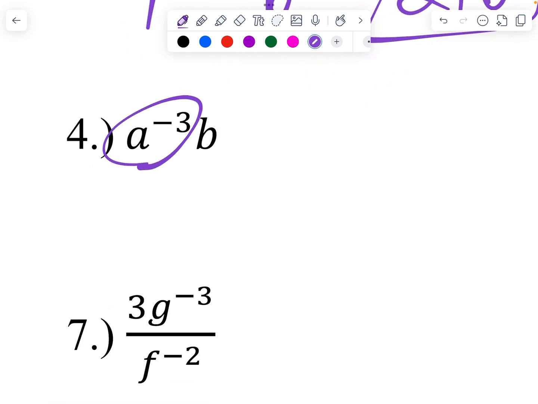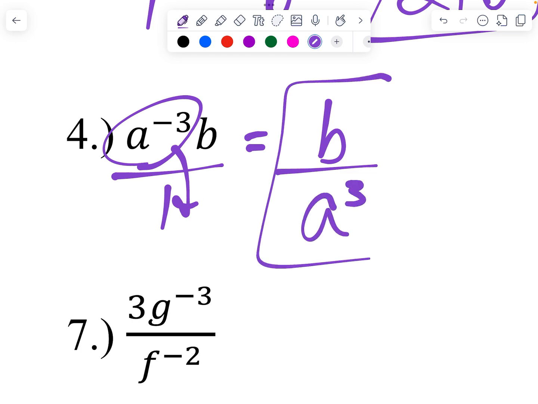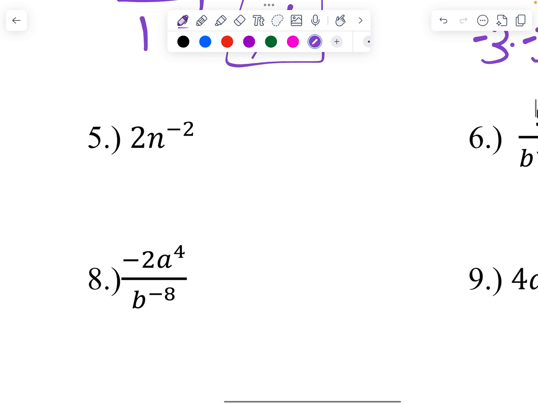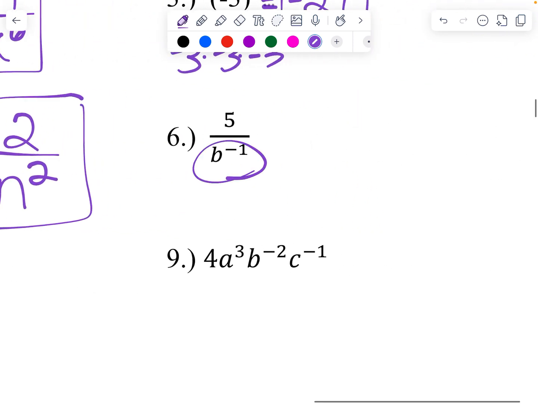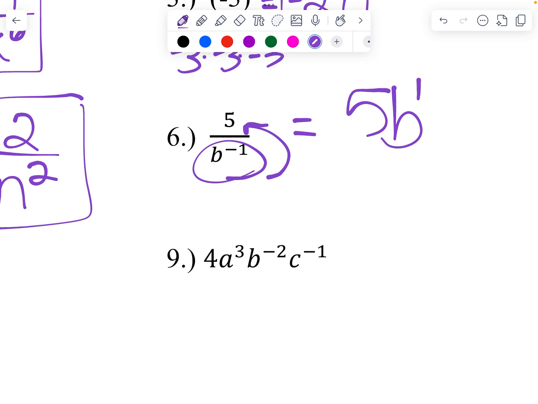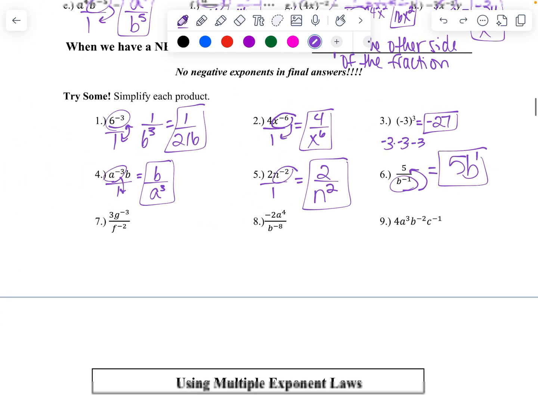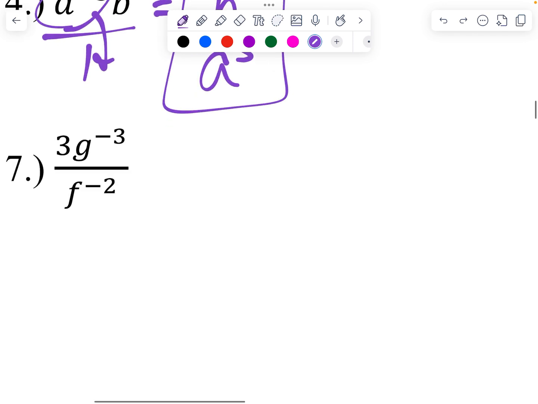So in number 4, my b is going to stay put, but my a to the third is going to move down to the denominator. Number 5, same thing. My 2 is going to stay where it is, but n squared now goes to the denominator. Only moving what has a negative. In number 6 now, I'm going to take that b and bring it up to the top, to the numerator. You could put it over 1, but that is the same thing as 5b to the first power, or just 5b.